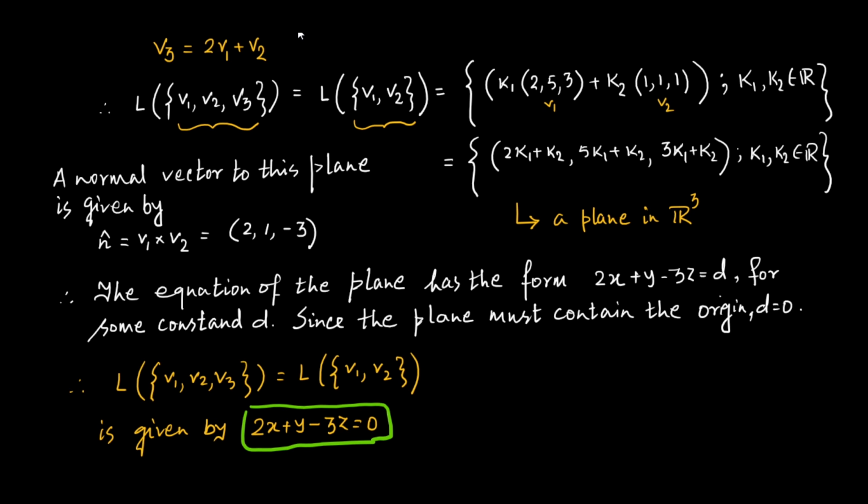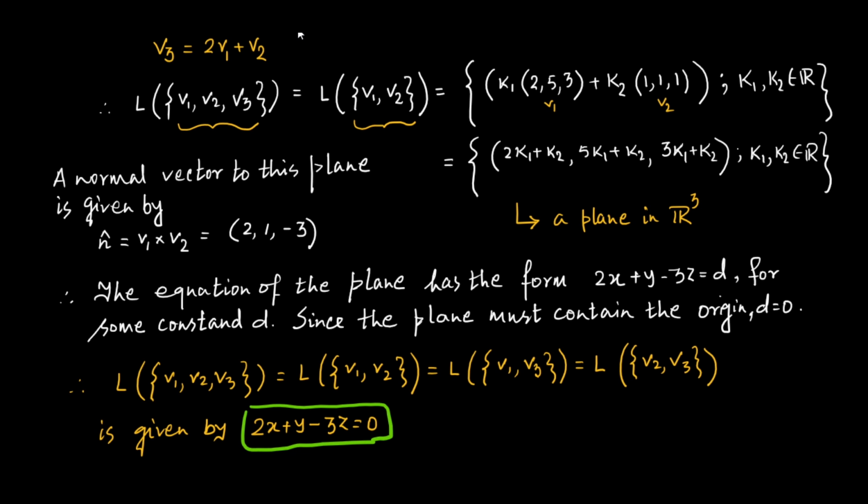Now, if you calculate in a similar way, you can find that this will be equal to the linear span of the other two vectors, that means v1 and v3. And even this will be equal to the linear span of the set formed by the other two combination of these three vectors, that means v2 and v3. And if you calculate, you will see that in all the cases, your span will be the same, 2x plus y minus 3z is equal to 0. So this is what we are getting as a span.